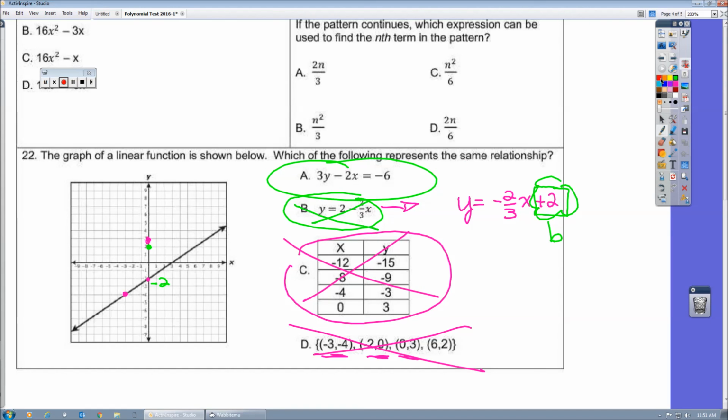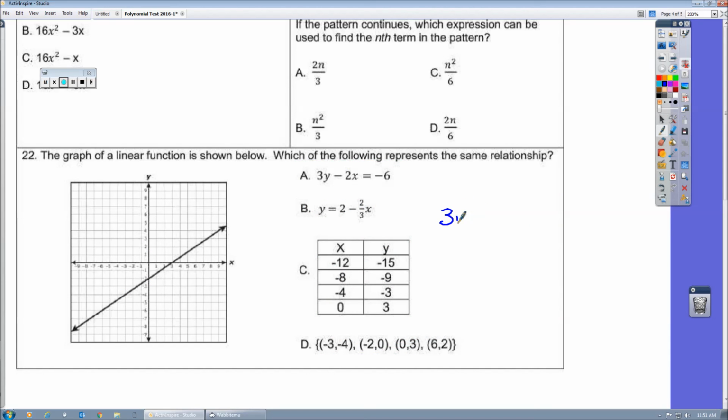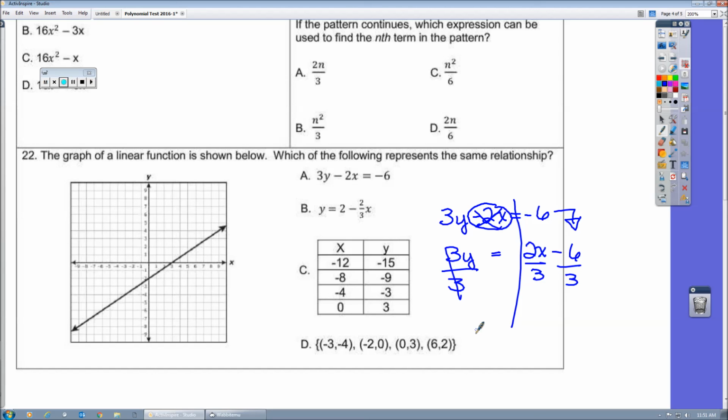Now, if you started with letter A, and let's erase this here, you could put that in y equals mx plus b. So to do that, you do opposites here. Move the x term first. So if it's negative 2 on the left, it's going to be positive 2 on the right. Bring down the negative 6. Your last step is to divide by 3. Divide everything by 3. Do some housekeeping. Let's clean this guy up here. Y equals 2/3 x. And if I do negative 6 divided by 3, that's negative 2.